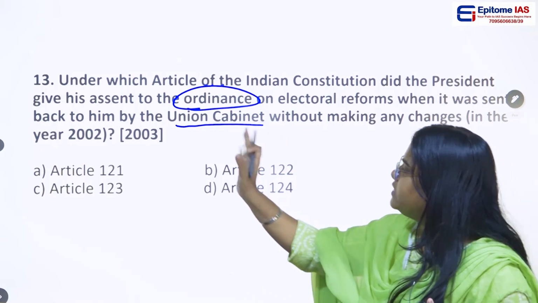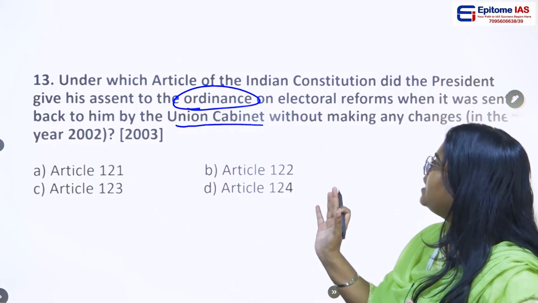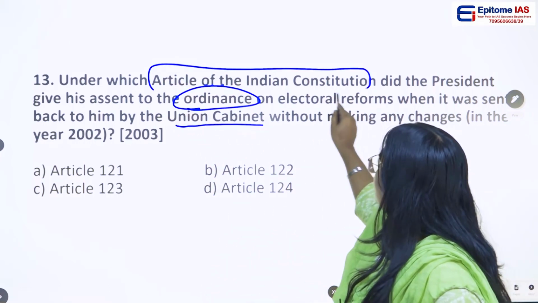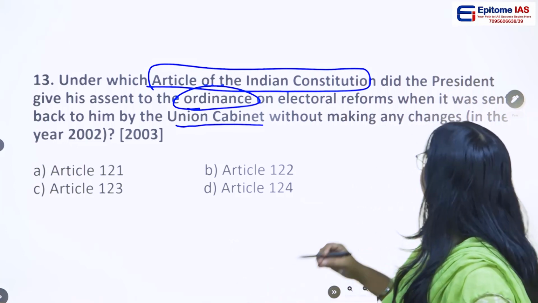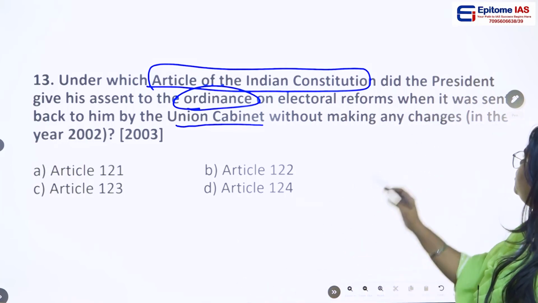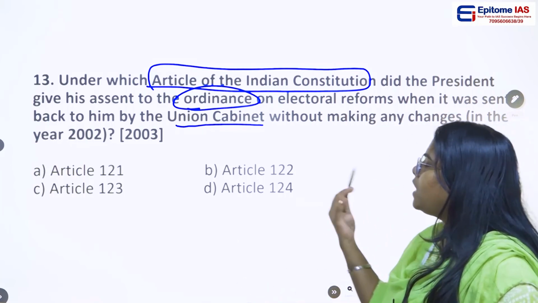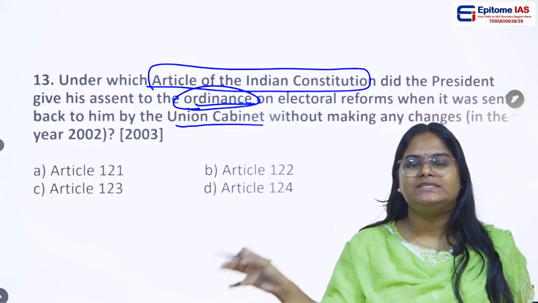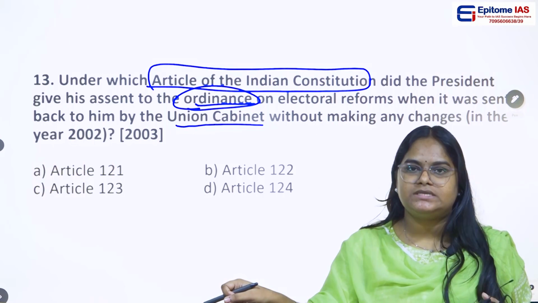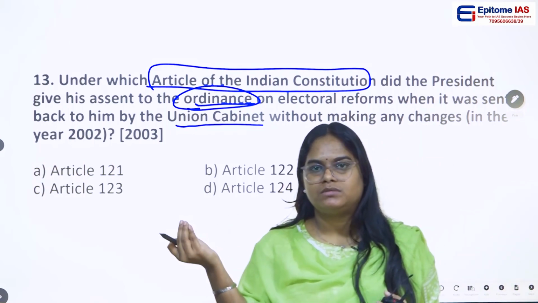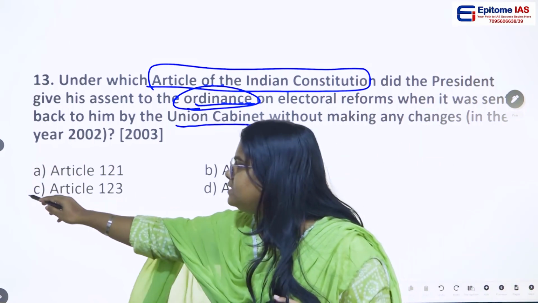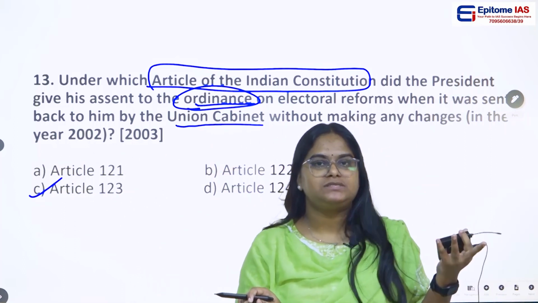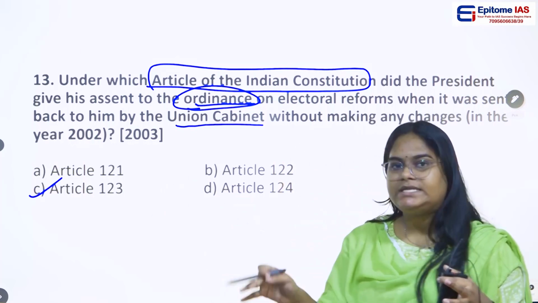So with this given information, we can understand that they are asking about the article of the Indian Constitution which is related to the President's assent to the ordinance. It is asking about the ordinance making power of the President. So we simply know Article 123 is related to the ordinance making power of the President. Simple. So we actually get the answer.